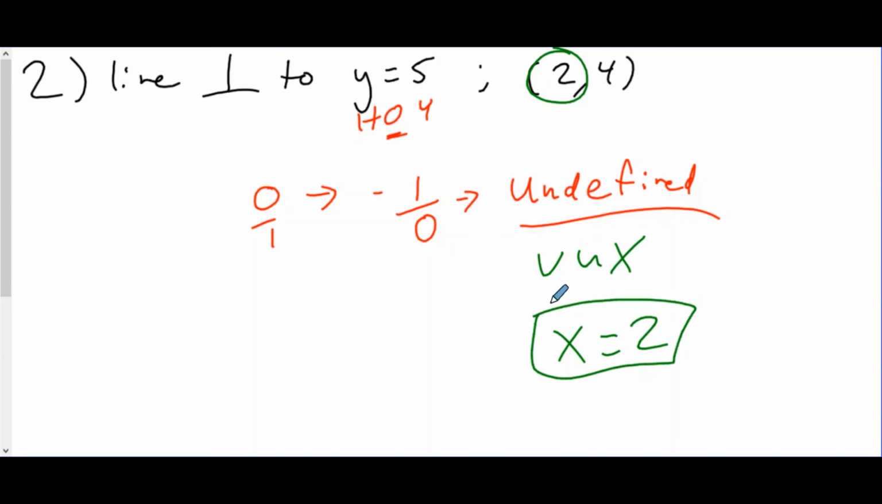Another way you could think about this problem, if this part's a little confusing, is to think about what a slope of 0 looks like. I know a slope of 0 is a horizontal line, because that's what the H in HOY stands for. If I want to draw another line that's perpendicular to it to get a right angle, well, a perpendicular line would have to be vertical to get a right angle. And a vertical line, that's my VUX. So keep in mind that your HOY and your VUX lines are always going to be perpendicular to each other. But anyways, x equals 2 is the answer.